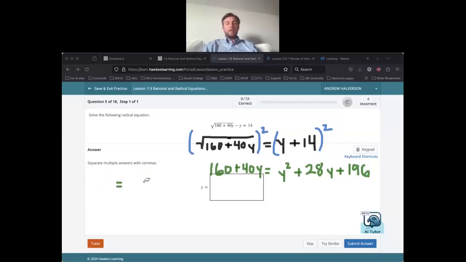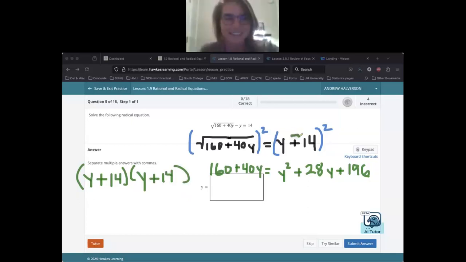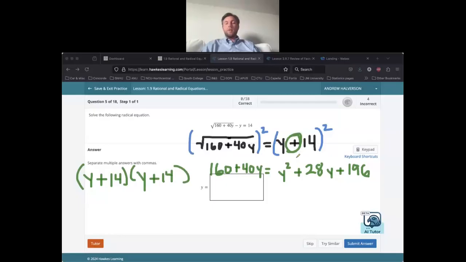With that in mind, y plus 14 squared is what? Y plus 14 times y plus 14. Yeah, I was distributing the exponent instead of foiling. And the reason why you can't do that is because of this guy right there. That plus sign kills it.